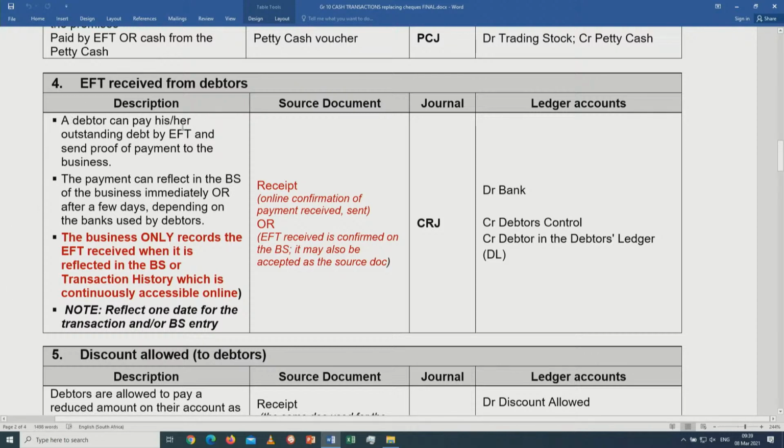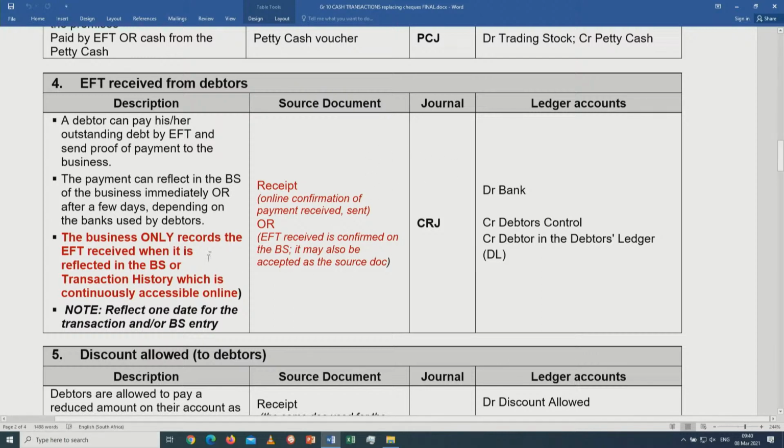So a debtor can pay his or her outstanding debts by EFT and send proof of payment to the business. The payment can reflect in the bank statement of the business immediately or after a few days, depending on the bank used by the debtor. The bank only records the EFT received when it is reflected in the bank statement or transactional history, which is continuously accessible online. So the source document here will be a receipt, online confirmation of payment received or sent. EFT received confirmed on the bank statement may also be accepted as the source document.